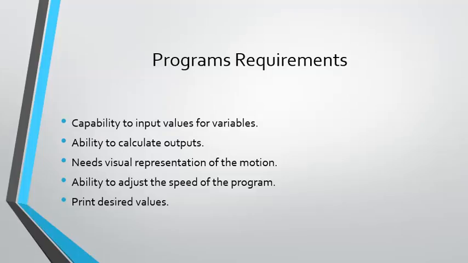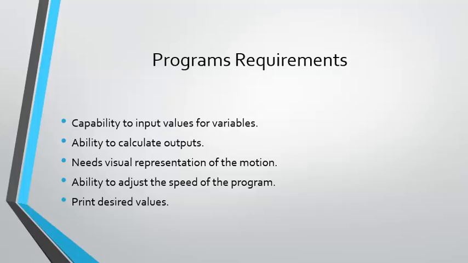Again, our program requirements: the program has to have the capability for a user to input values for our variables. This includes our mass, our radius, our launch angle, as well as our initial velocity. Another requirement is that we need a visual representation of the motion, which is actually showing our projectile through the air and giving a trail of its previous motion.